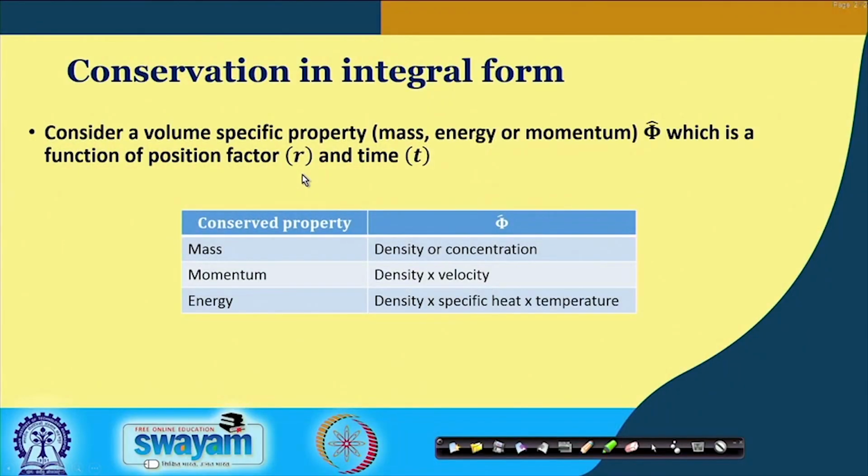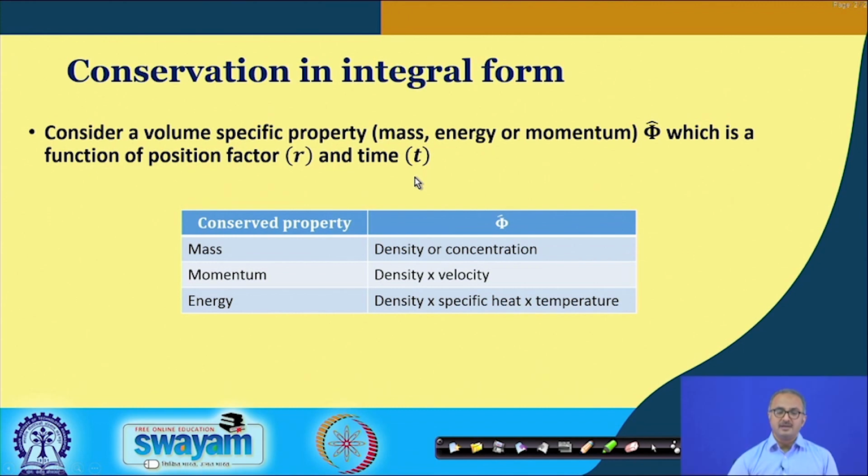So in general, any property will be a function of both position and time, and that position is given by the position vector r and time is given by t. Now please understand, this position vector r can be represented in various manners in various coordinate systems. So whatever notation we are using now is independent of the coordinate system.